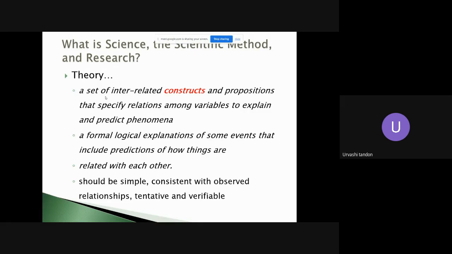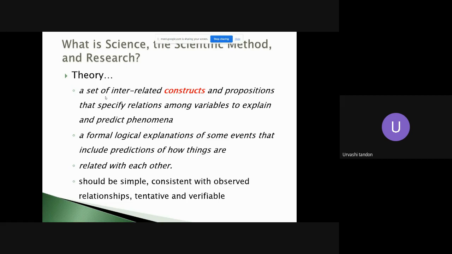So why? Because Newton's research was just a basic research. He just wanted to add something to the knowledge, right? The apple is falling down, why is it falling down, why is it not going up? So that is something he was just trying to find out, something new, something which he can add to the body of knowledge, right? Then again, a formal logical explanation of some events which are occurring.